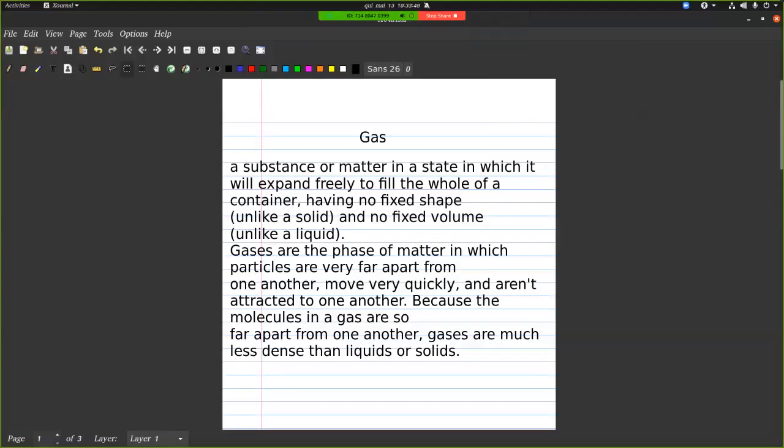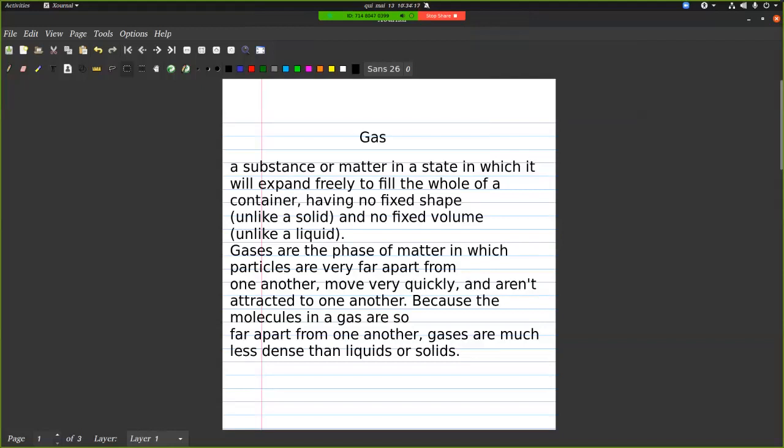So today we're going to study gases. A gas is a substance or matter in a state in which it will expand freely to fill the whole of a container, having no fixed shape like a solid and no fixed volume like a liquid. And a more chemical definition would be that it's a phase of matter in which particles are very far apart from one another, move more quickly, and aren't attracted to one another.